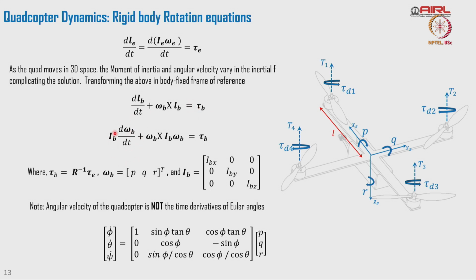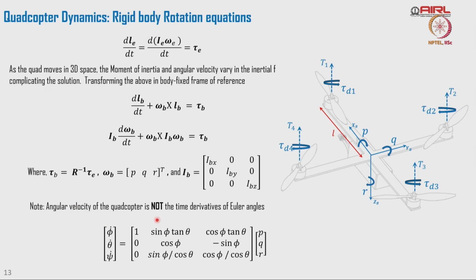So, if I write this, I_b, which I talked about as moment of inertia earlier, times d omega_b by dt plus omega_b cross I_b omega_b is tau_b. For tau_b, if I am trying to transform the inertial torque to the body frame, I need to use the inverse of the rotation matrix so that I can get the torque in the body frame. Omega_b is P, Q, R. I_b, I am assuming symmetric, so you have x, y and z components. If the symmetry is not there, you will have the off-diagonal components accordingly, okay.